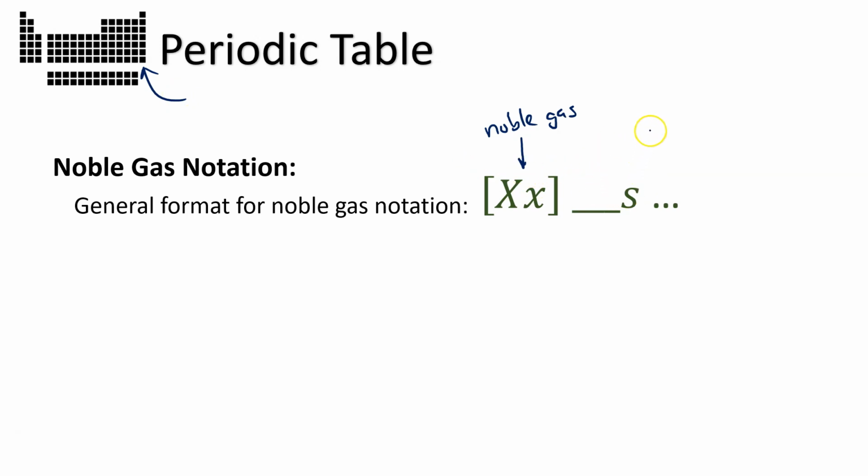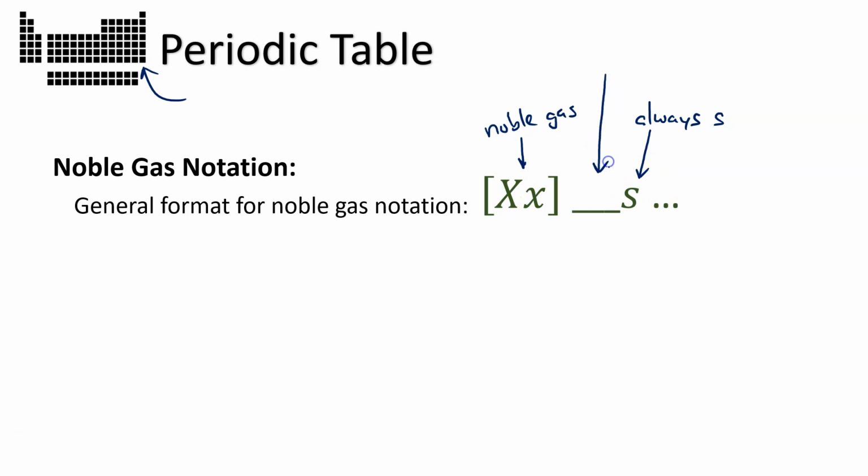Following that noble gas is going to be an s orbital. How do you know it's an s orbital? Because it will always be an s orbital. If you're taking notes along with this video, it's worth making a note of that. Following the noble gas notation, or the noble gas element symbol, it's always going to be an s orbital.